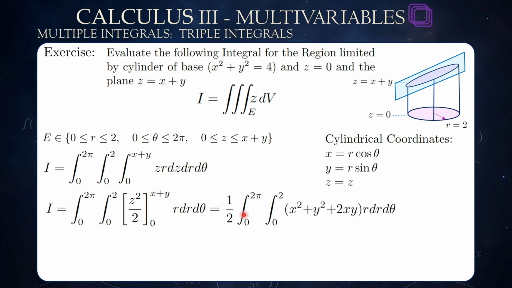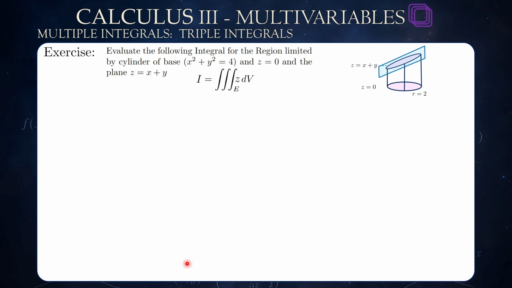which is equal to 1/2 integral from 0 to 2 pi, from 0 up to 2, of x squared plus y squared plus 2xy, which is (x plus y) squared, times r d theta, equal to 1/2 integral from 0 to 2 pi, from 0 up to 2, r squared. x squared is equal to r squared cosine squared theta, y squared is r squared sine squared theta. So both together give you r squared, because cosine squared theta plus sine squared theta is equal to 1, plus 2r squared cosine theta sine theta.